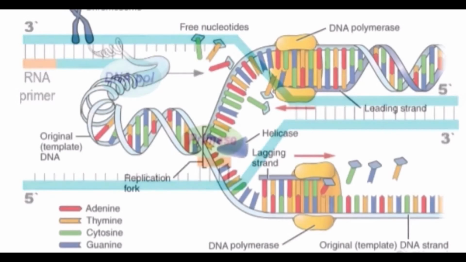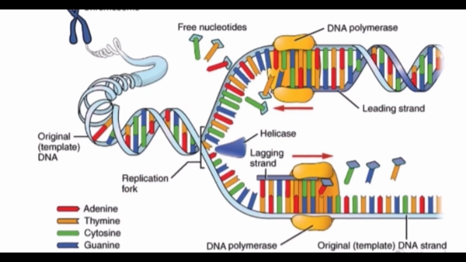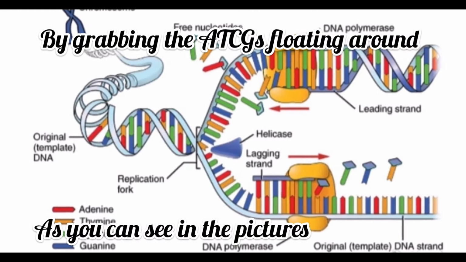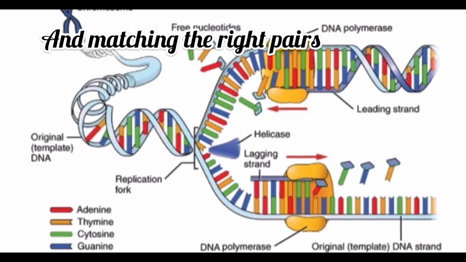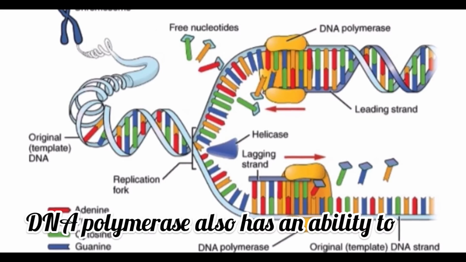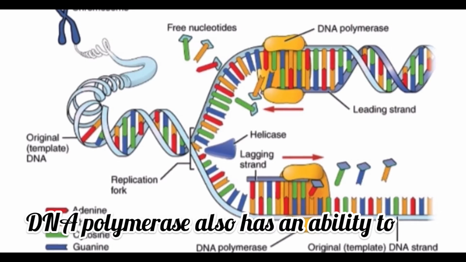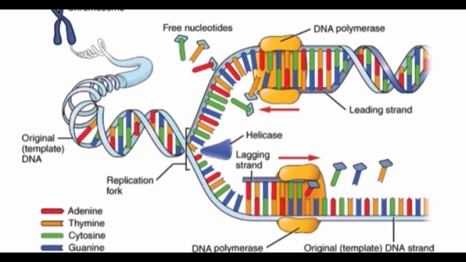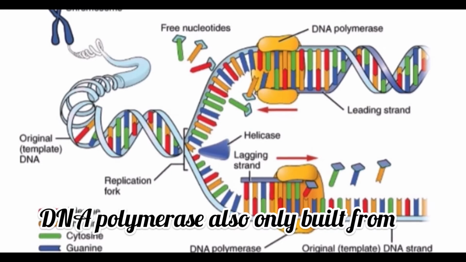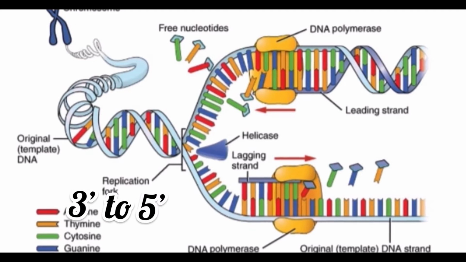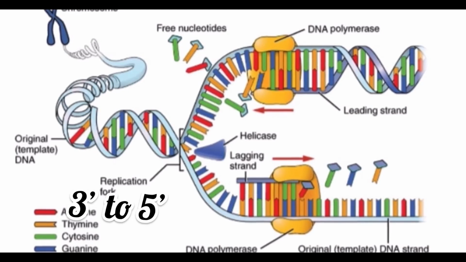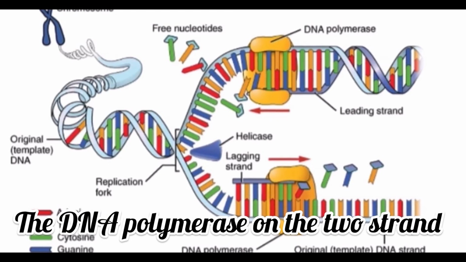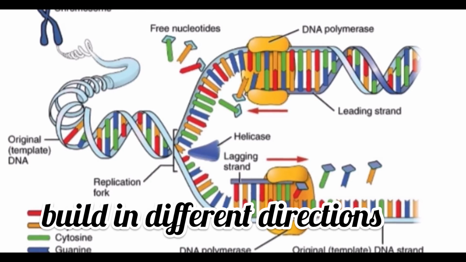The next step of the DNA replication process is that DNA polymerase starts building from the primer, by grabbing the ATCGs floating around and matching the right pairs. DNA polymerase also has an ability to double-check if they matched the right pair, so it almost never makes a mistake. DNA polymerase also only builds from 3' to 5', but if you don't remember what that is, just know that the DNA polymerase on the 2 strands build in different directions.